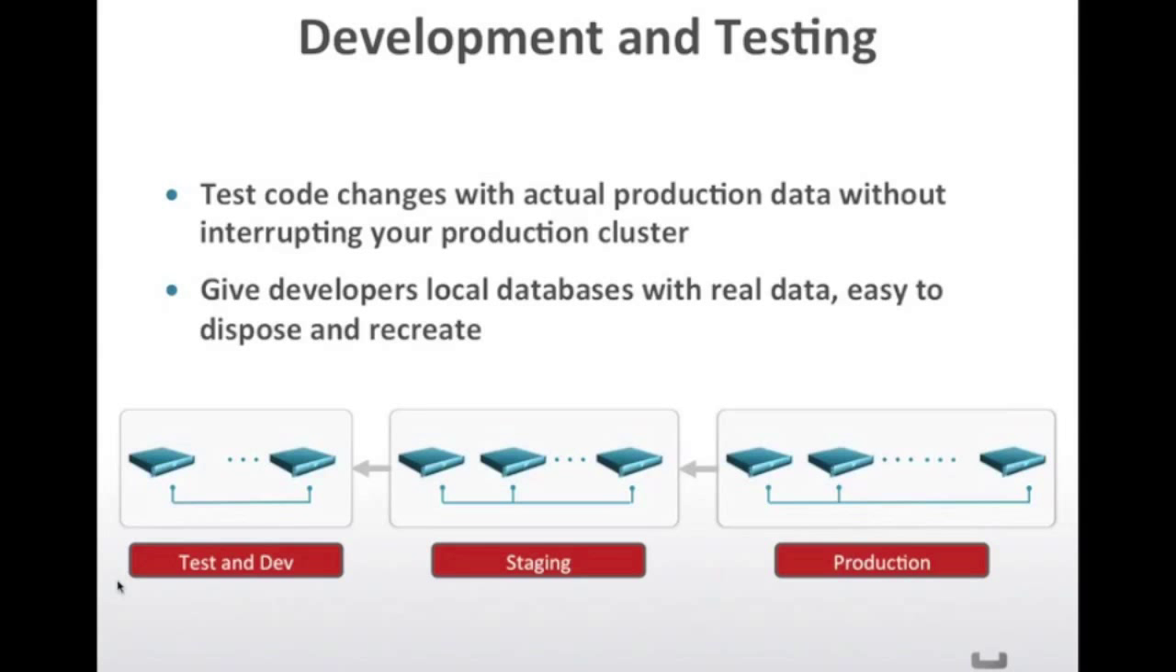This is another common use case, development and testing. A lot of the time the test team needs production data without interrupting the production cluster so they can do testing. So you can give developers local databases with real data so that it's easy for them to develop, easy to build new models, things like that. So you could have XDCR replicating data from a production cluster to a development or a test cluster, so the test and dev teams can use it.